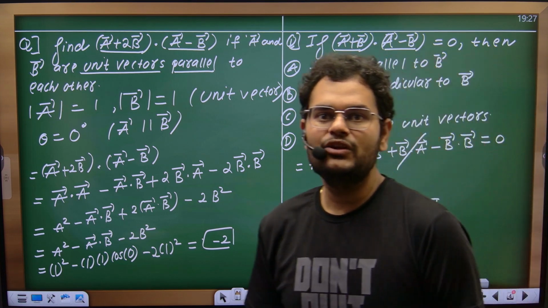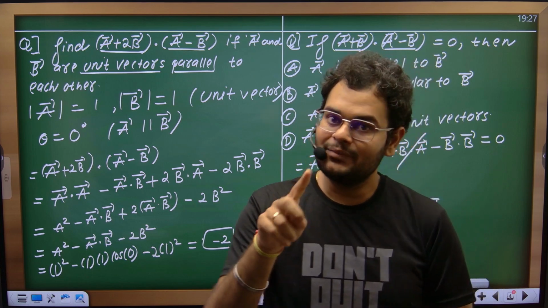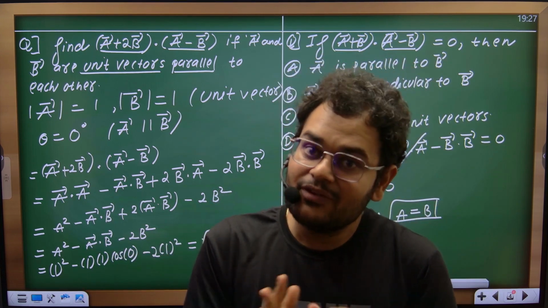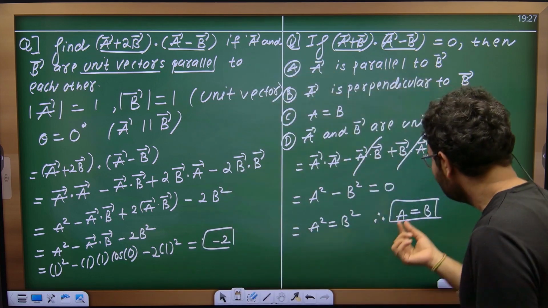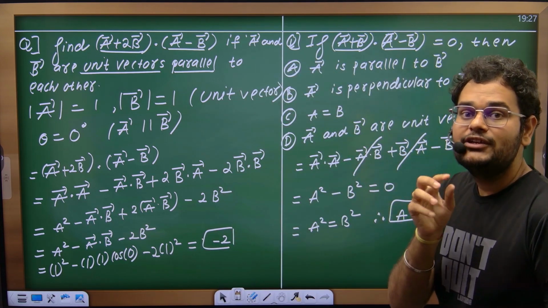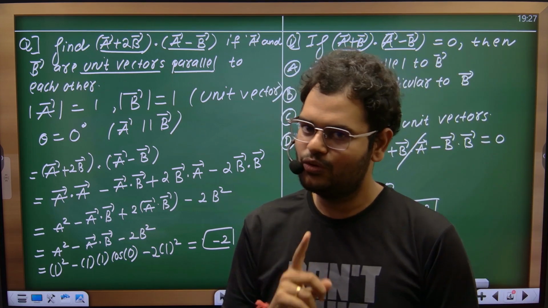Yes or no? Sir, why have you not written minus? Because I am not foolish. I know that if I write minus, that means I am saying magnitude is negative. Magnitude is never negative. Are you getting what I'm trying to say? Because a is equal to b means magnitude of a is equal to magnitude of b. Magnitude is the length of a vector, which is never negative. Are you getting it? Okay.